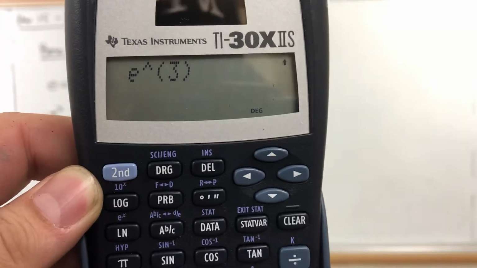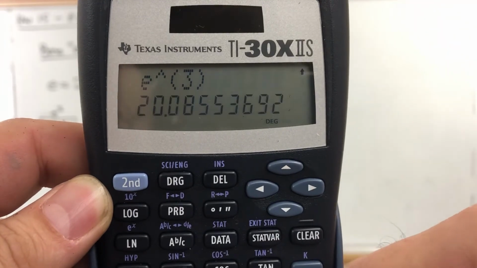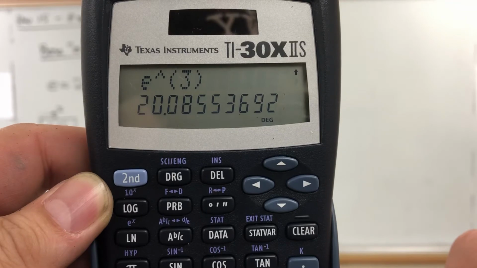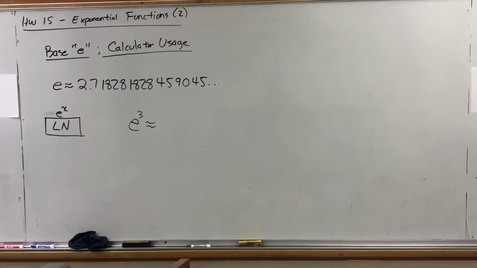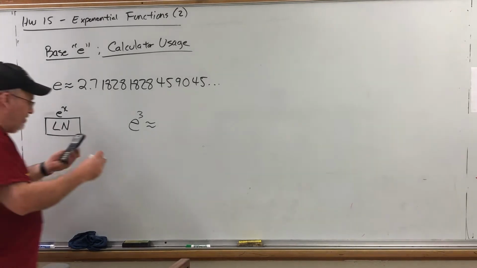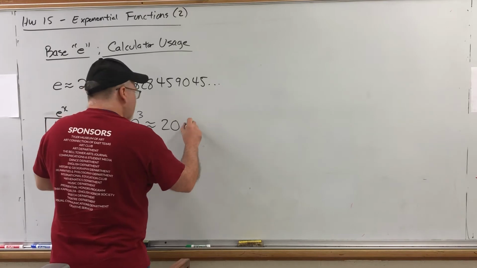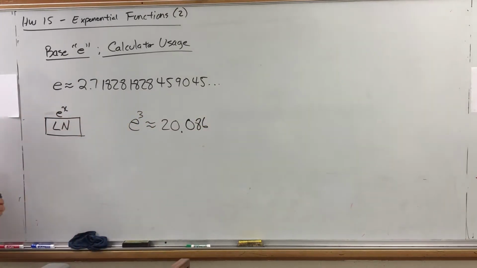So I'm going to press equals. In this calculator, it is equals, and show you the answer that I got. So did you get 20.08553692 or something reasonably close to that? If you did, then you used your calculator correctly. If you didn't, then you did not use your calculator correctly and you need some assistance. Let's round this to 3 decimal places, 20.086. So it's your responsibility to know how to use your calculator.